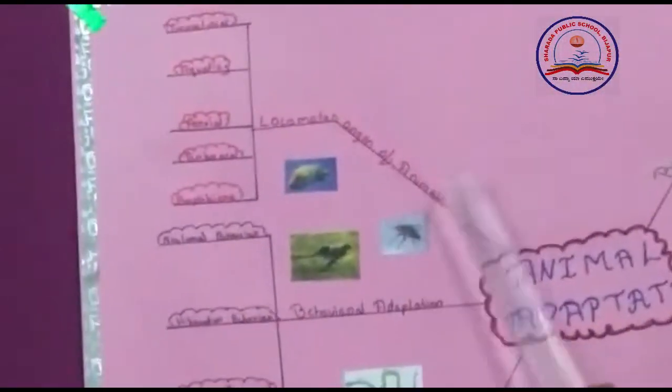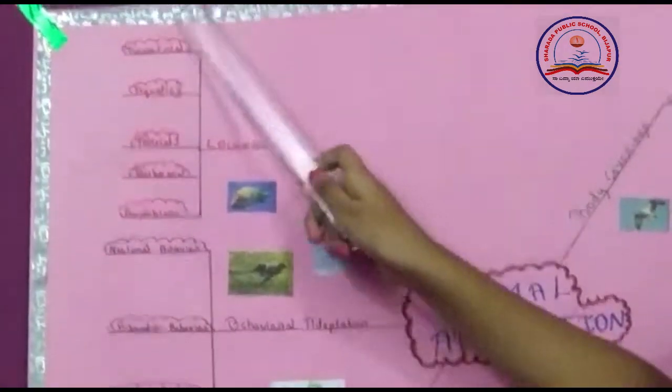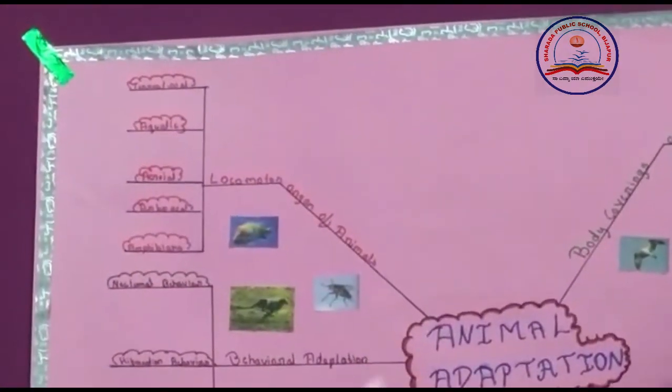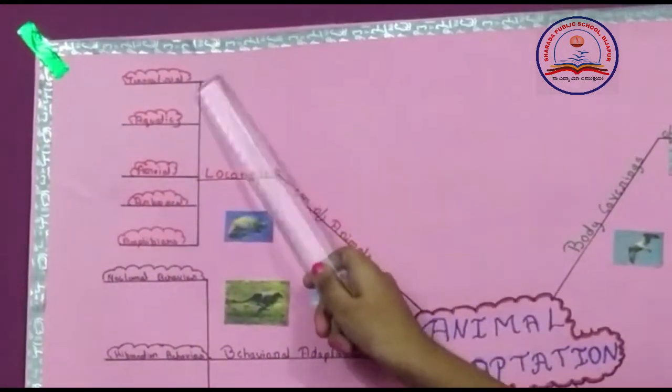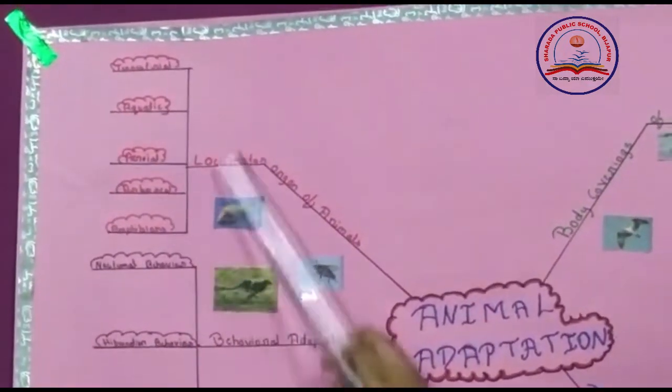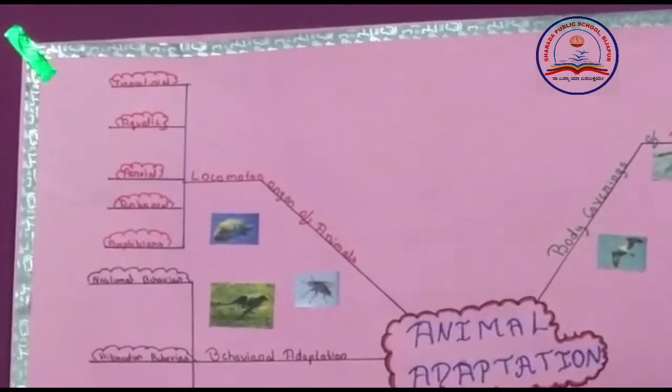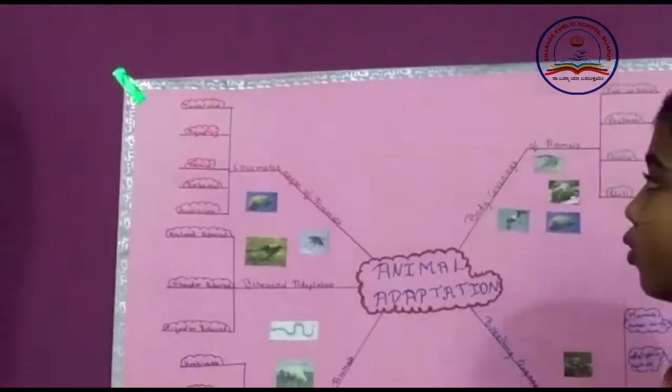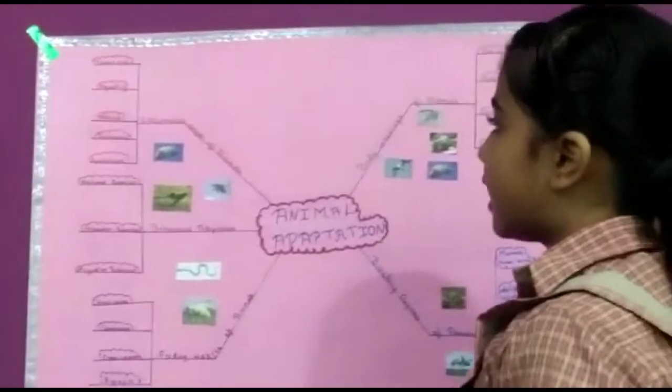Locomotor organs of animals. There are 5 types of locomotor organs of animals. They are terrestrial, aquatic, aerial, arboreal and amphibians. Terrestrial animals are those that either live on land or burrow under the surface.